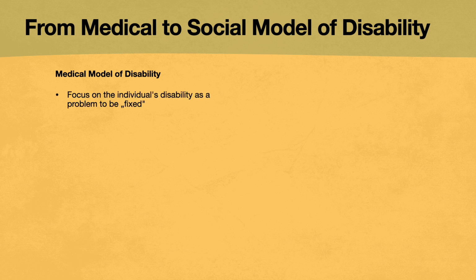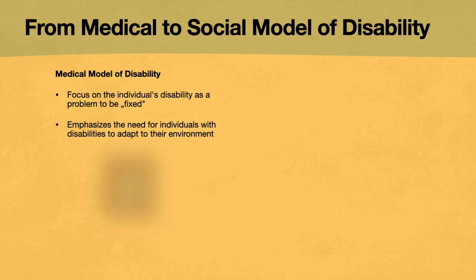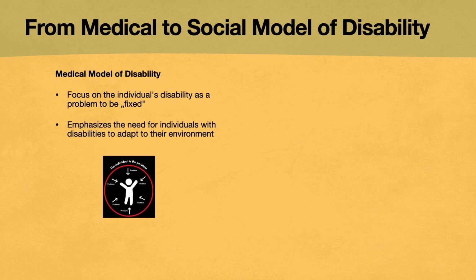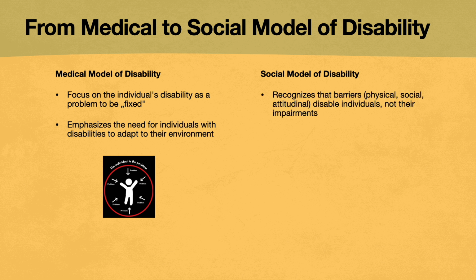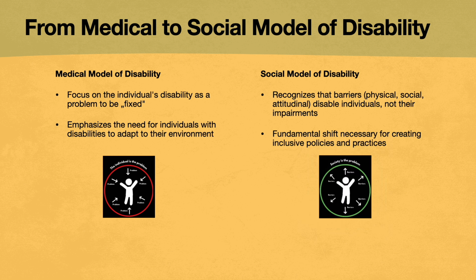Mongolia is still grappling with the legacy of the medical model of disability, where the focus is on the person's disability as a problem to be fixed. This perspective emphasizes that persons with disabilities must adapt to their environment. In contrast, the social model recognizes that physical, social, or attitudinal barriers are what disable persons, not their impairments.